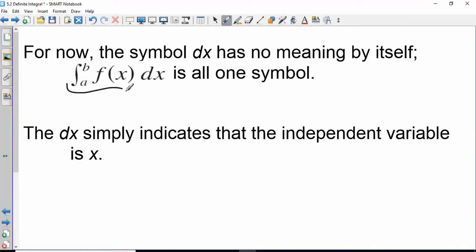This is all one symbol. You can't just have a dx by itself. In general, anytime you have this integral, we have to have a dx on the end. When we're working these, if the integral goes away, the dx goes away. So the integral and the dx are all part of the same symbol. You can't have one without the other.